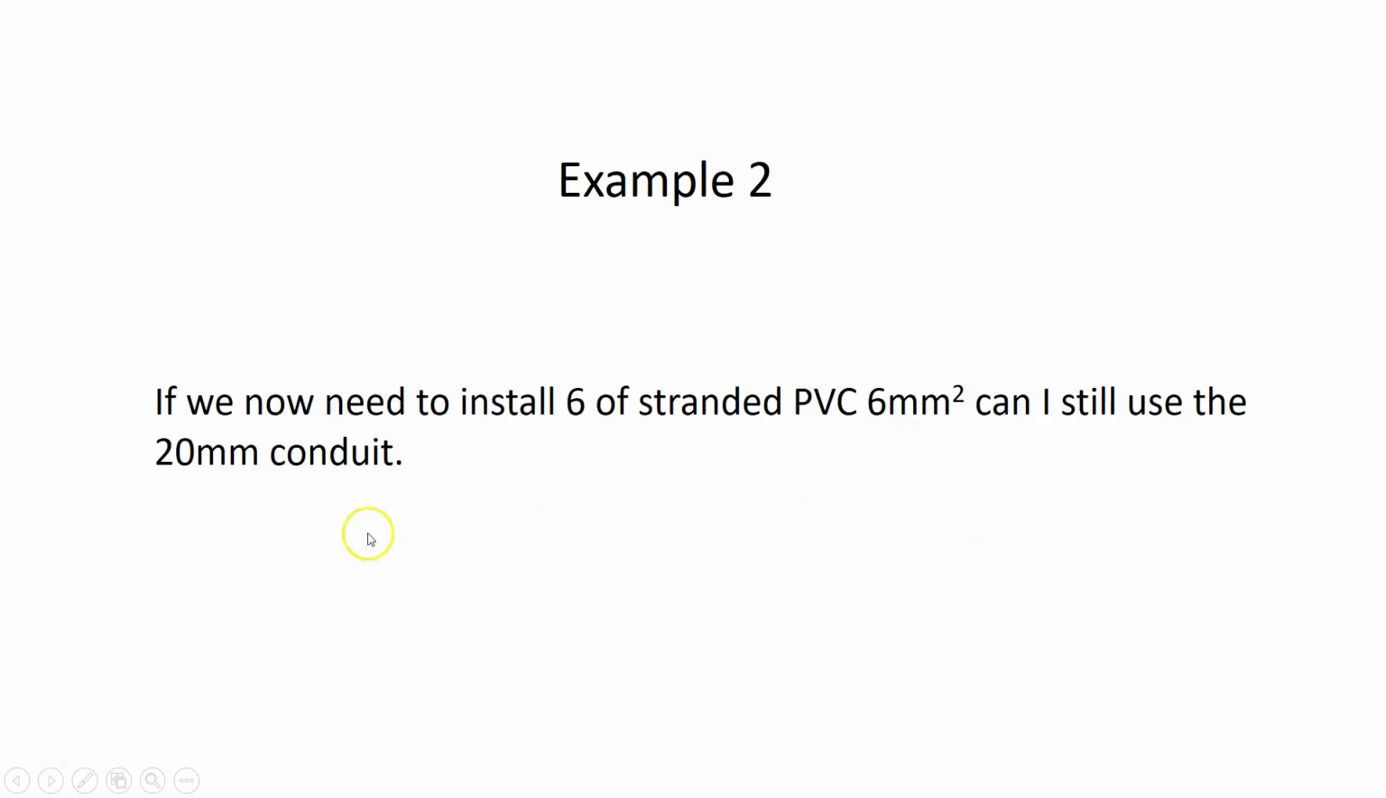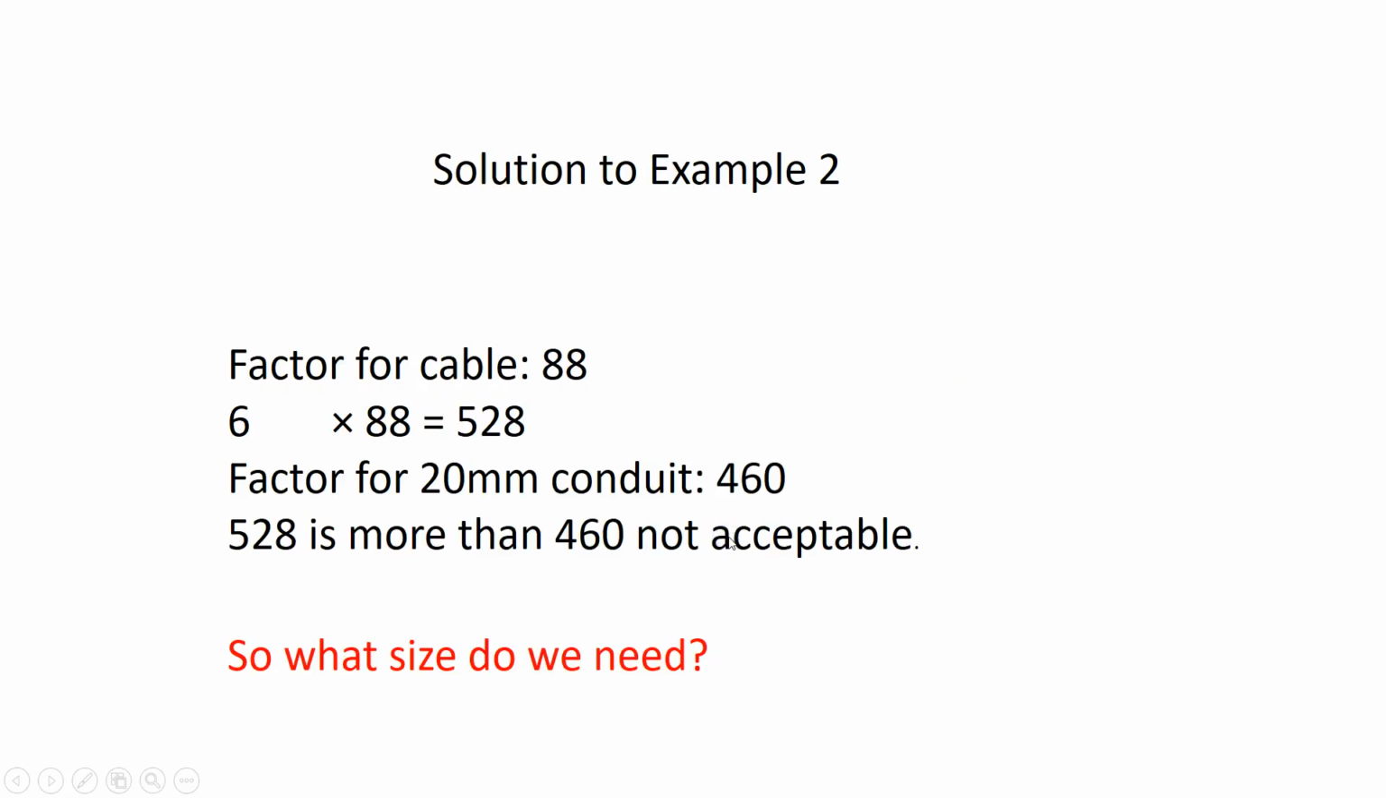So example 2, we now need to install 6 stranded PVC 6mm cables. But can I still use 20mm conduit? So again, pause the video and see if you can work that out. And so the solution to that is, the factor for the cable is 88. We've got 6 88s, gives me 528, and the factor for the conduit was 460. So the answer is no, it's not acceptable anymore.